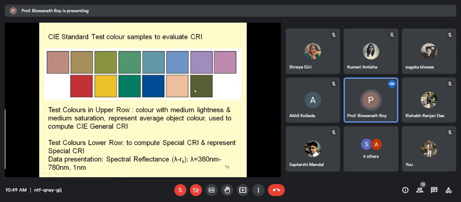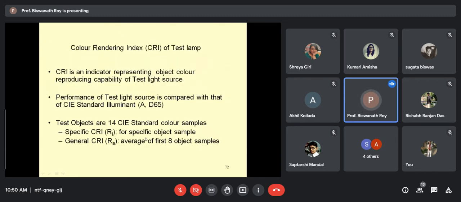Right. So CIE provides the spectral reflectance factors, spectral reflectance data of 14 color samples, right? So data is presented in form of spectral reflectance, lambda versus rho lambda, and where lambda ranges from 380 nanometer to 780 nanometer, at a gap of 1 nanometer. This is given by CIE.